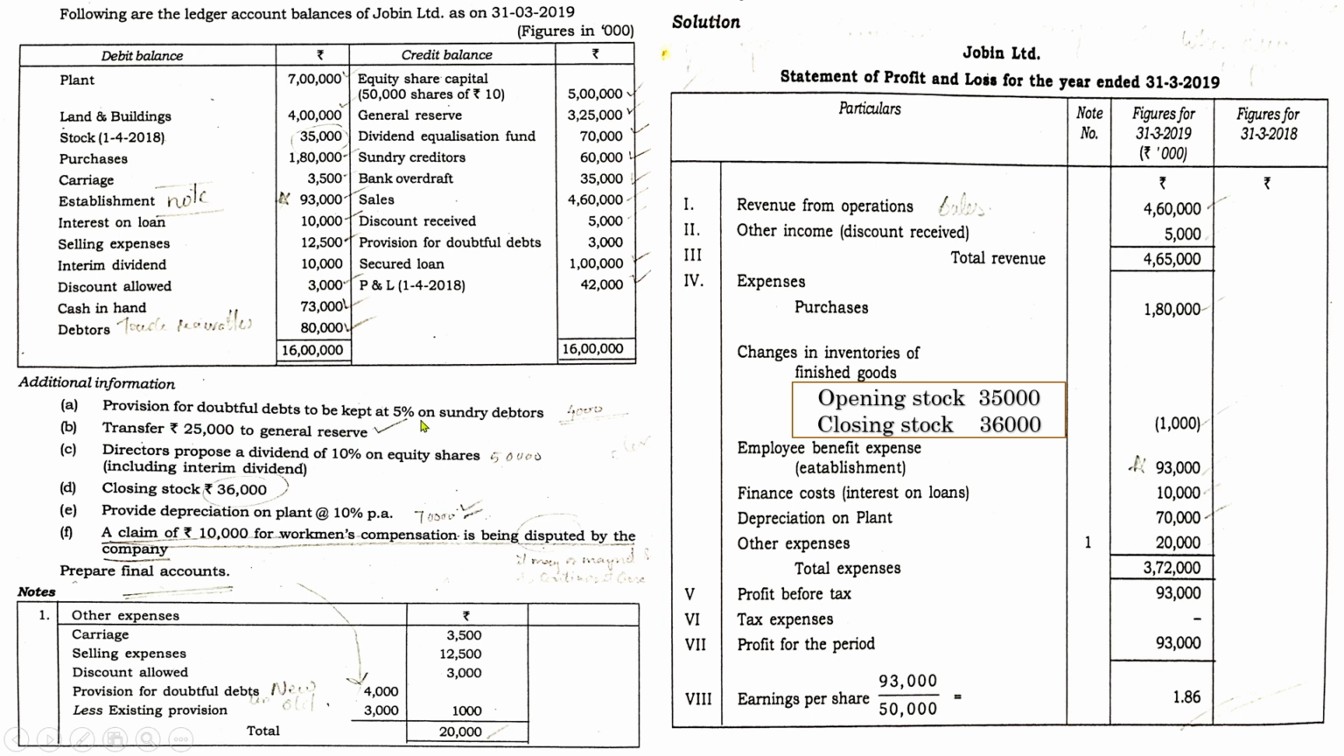Provision for doubtful debts we already adjusted here. Transfer to general reserve is not relating to the statement of profit and loss, so we are not adjusting it. Directors proposed payment of dividend. Payment of dividend is not recorded in the statement of profit and loss. Closing stock we have already taken. Provision for depreciation, definitely it has to be shown here. Finally, a claim of 10,000 for workman compensation is being disputed by the company.